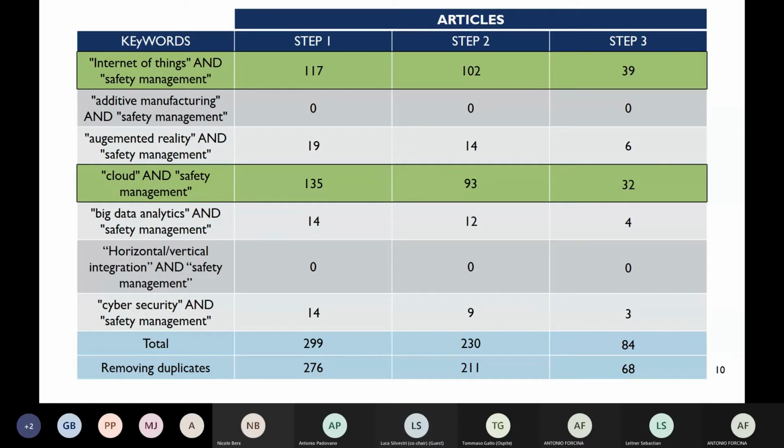The results show how the most used technologies for safety management are Internet of Things and cloud, often used together. Why are these technologies the most often used? Because these technologies are well suited to the transmission of data in real time and to their storage and management, allowing to create a very functional network for safety management.